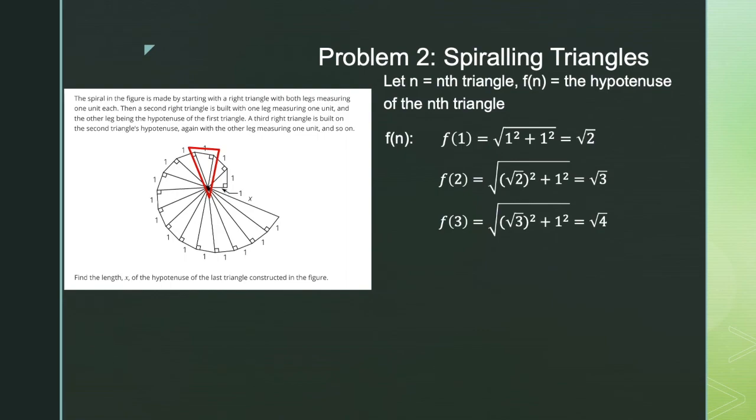Time to look at everything we've just completed. f1 is root 2, f2 is root 3, and f3 is root 4. We realize that whatever n is, the fn corresponding to n always has a value where the number inside the square root sign is 1 more than n. And you can always go and try to prove this on your own.